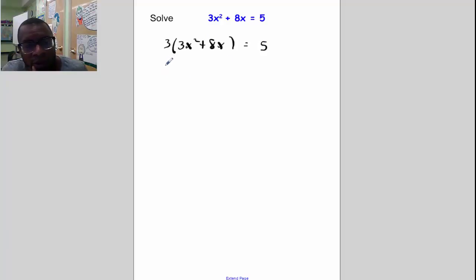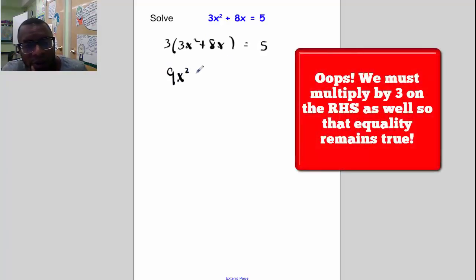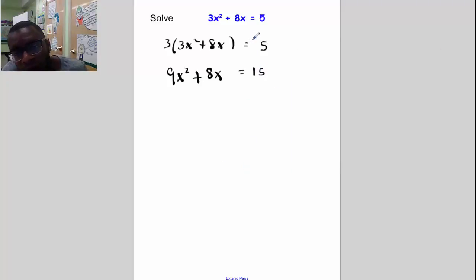Okay, and so that's going to give me 9x squared plus 8x, and that's going to be equal to 15. Okay, and sorry, let me put my 3 here as well. Okay, now we're going to continue as if we were trying to find the value of c to complete this perfect square trinomial.